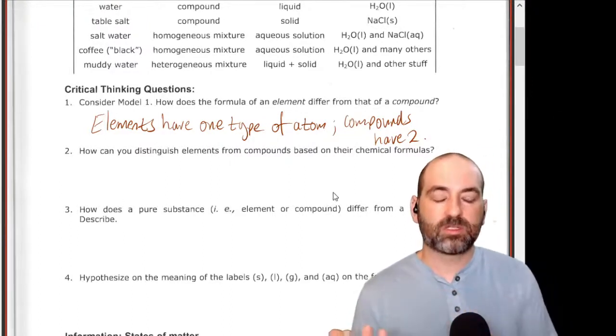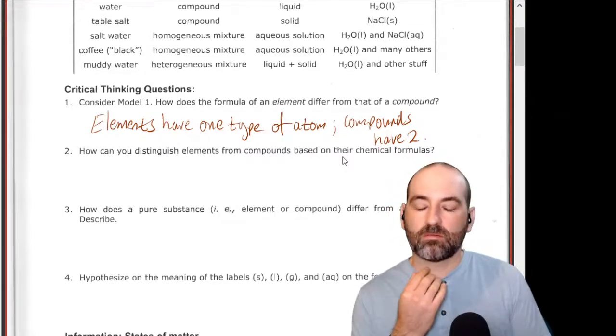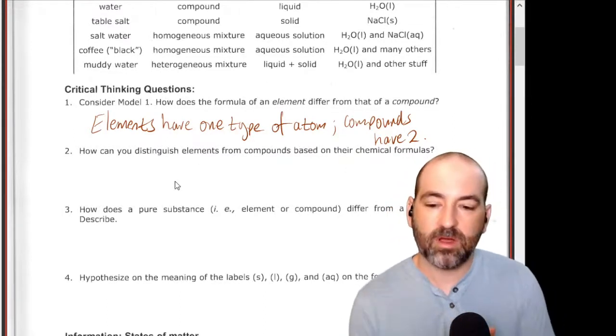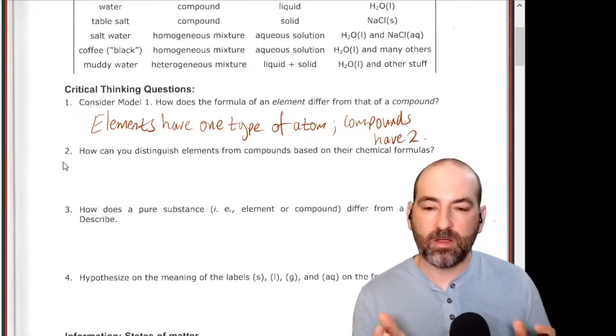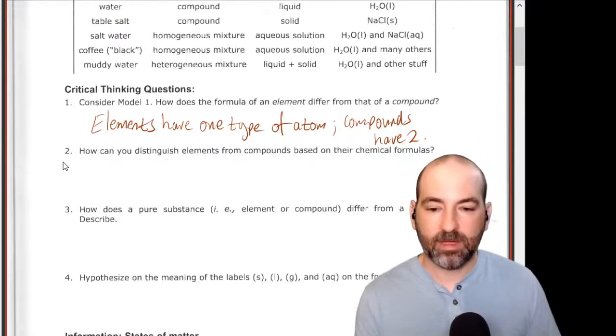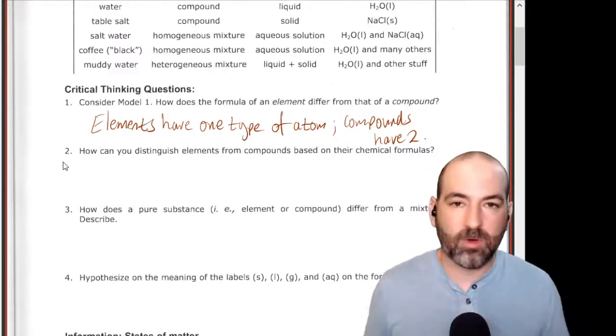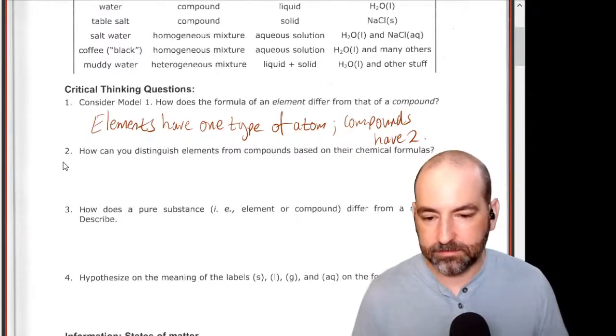So what's the most general or useful rule that you could come up with here? You might say anything that is only made of one type of atom is an element. More than one is going to be a compound. So it's a more general rule there.